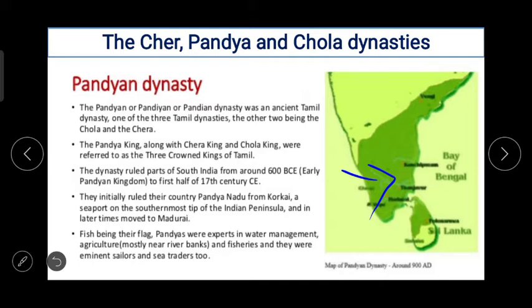So when we talk about the Pandyan dynasty, the Pandyan dynasty was an ancient Tamil dynasty, one of the 3 Tamil dynasties, the other 2 being the Chola and the Chera. The Pandya king along with the Chera king and Chola king were referred to as the 3 crowned kings of Tamil.